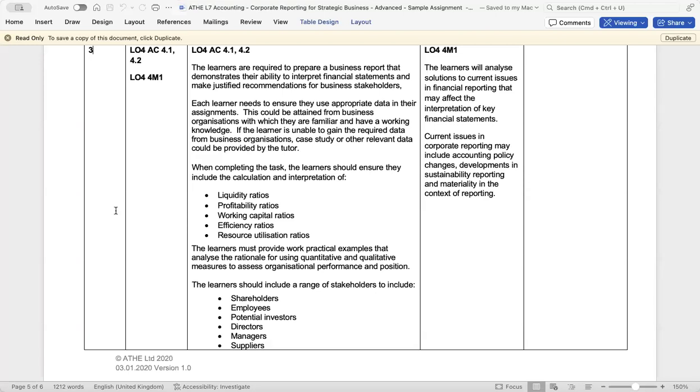Profitability ratios, such as gross profit margin and net profit margin, assess a company's ability to generate profit from its operations. Industry average comparison: comparing a company's financial ratios with the industry average helps assess its performance relative to peers.